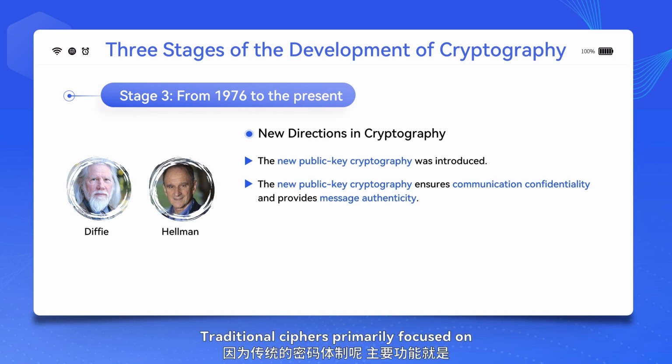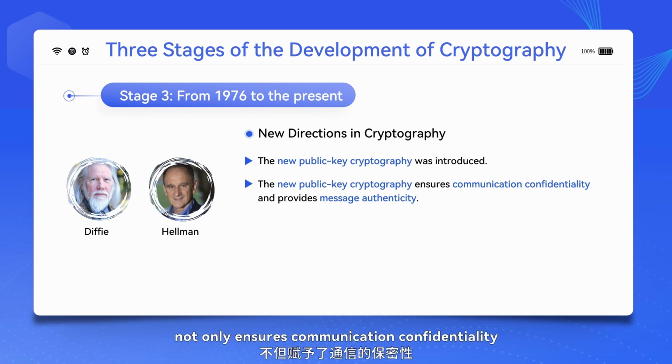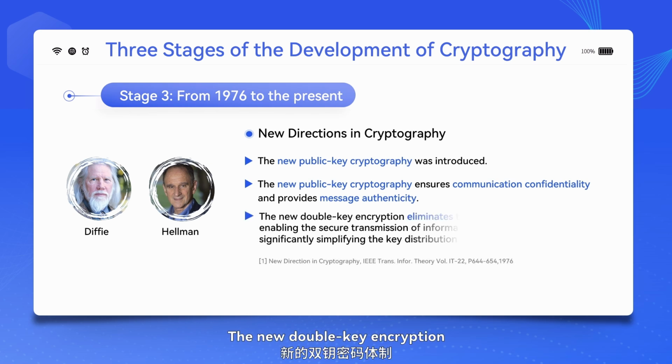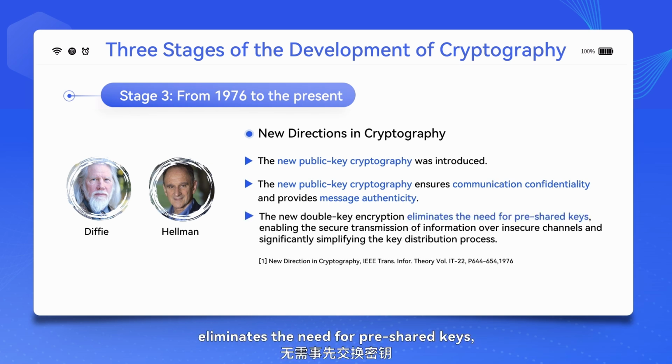Traditional ciphers primarily focused on the confidentiality of information, but the new public key cryptography not only ensures communication confidentiality, but also provides message authenticity. The new double key encryption eliminates the need for pre-shared keys, enabling the secure transmission of information over insecure channels and significantly simplifying the key distribution process.